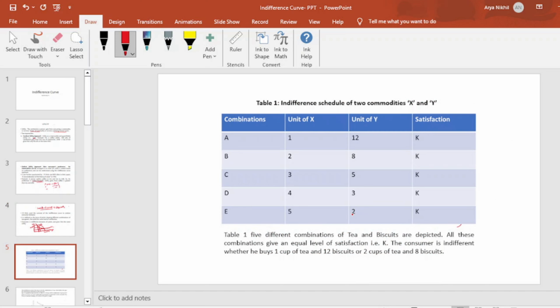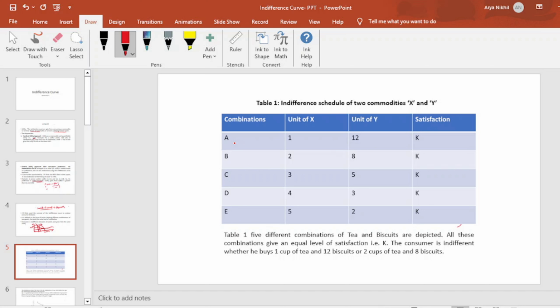This table gives an indifference schedule of two commodities X and Y. In table 1, we can see 5 different combinations of tea and biscuits, where commodity X is tea and Y is biscuits. At combination A, there is 1 unit of X and 12 units of Y. In combination B, there are 2 units of X and 8 units of Y.